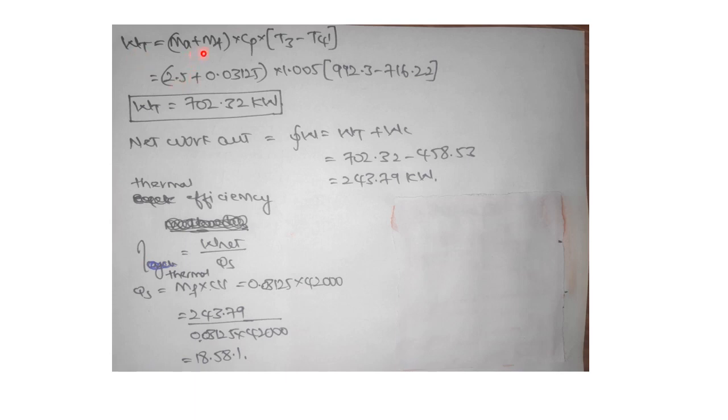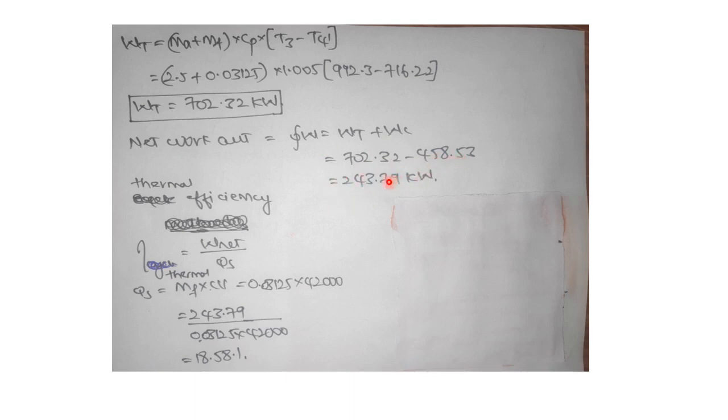What is net work output? Turbine work plus compressive work, is it? So turbine work is given so and so, and compressive work is this much. When you simplify and calculate it, you'll get around 243.79 kilowatts, which is the net work output.